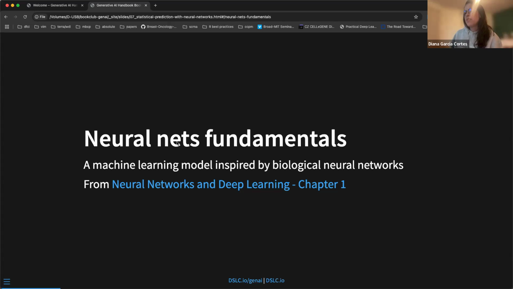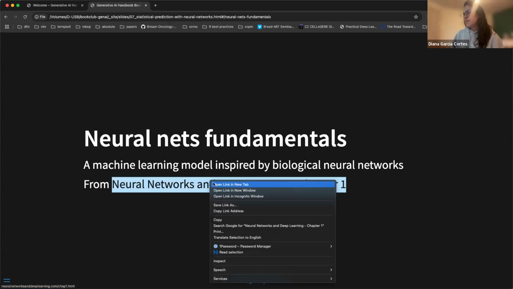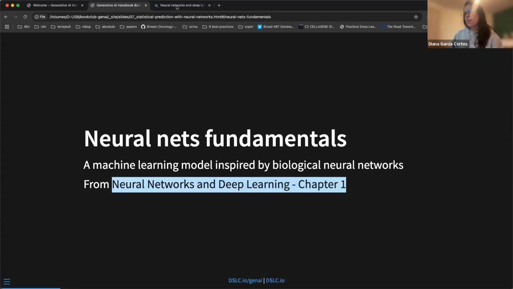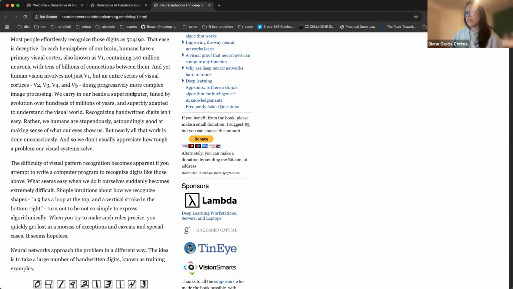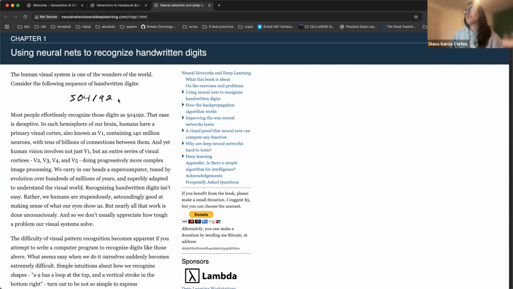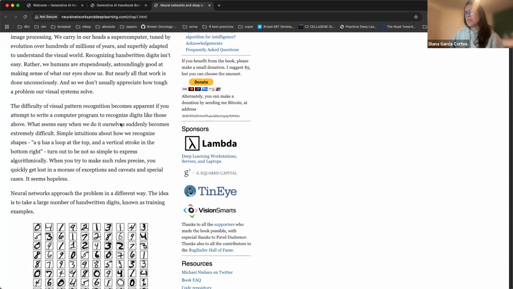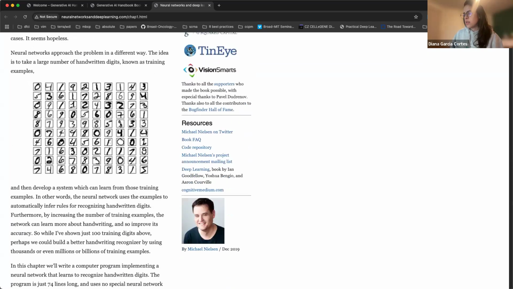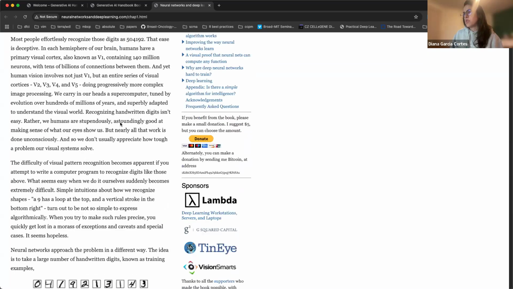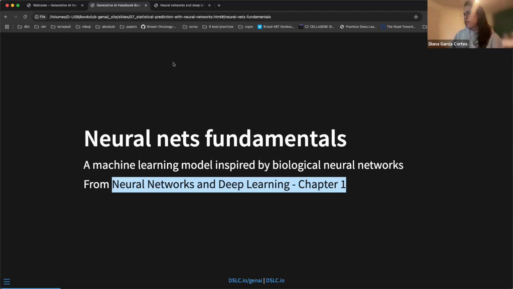So neural networks are a machine learning model inspired by biological neural networks, and this is actually a great resource. It has everything. It's a really great book.